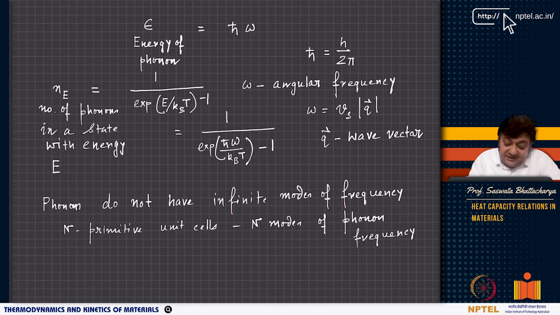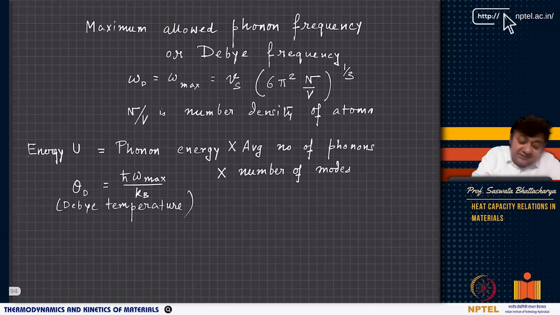The modes of frequency are limited to the lattice in which we are working, right? So it is basically related to the number of atoms arranged in the lattice. If you think of n primitive unit cells, then you have a maximum of n modes of phonon frequency. And there is a maximum allowed frequency that Debye came up with.